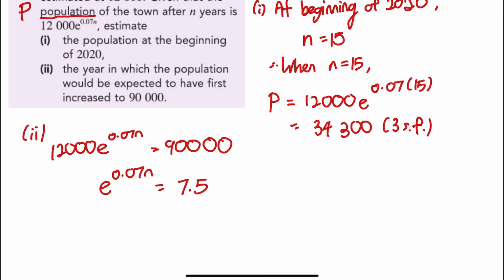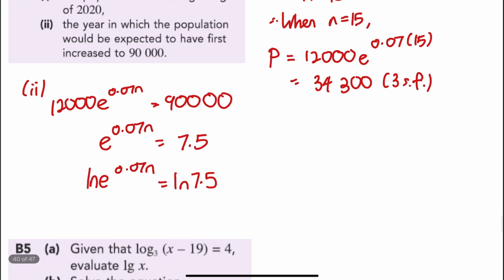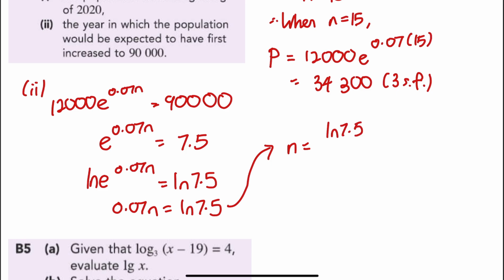Then over here is a very simple logarithmic equation solving. To find unknown powers, I must first take logarithm. Since I have base e, I'll take ln. So therefore, ln of e to the power 0.07n is equal to ln 7.5. Then from here, I can simplify further. This means that 0.07n is equal to ln 7.5, and n is equal to ln 7.5 divided by 0.07. In this case, n should be about 28.8, rounded off to 3SF.